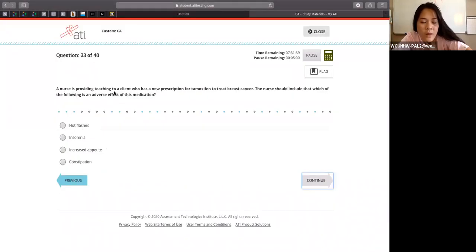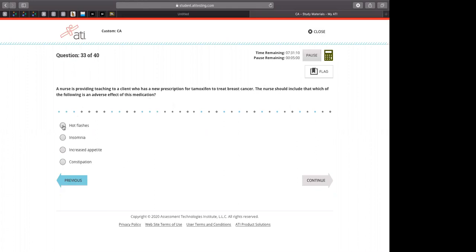A nurse is providing teaching to a client who has a new prescription for tamoxifen to treat breast cancer. The nurse should include which of the following as an adverse effect of this medication. Remember this medication, you guys? You said it was for breast cancer? So what is an adverse effect of this medication? Pain. Yes.